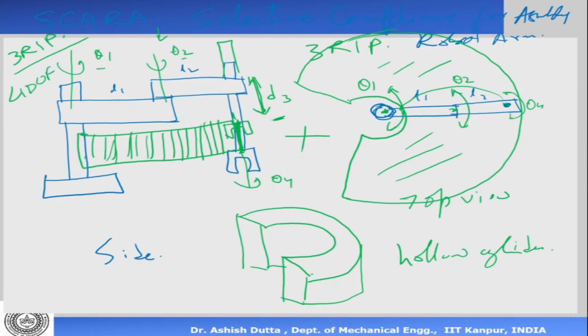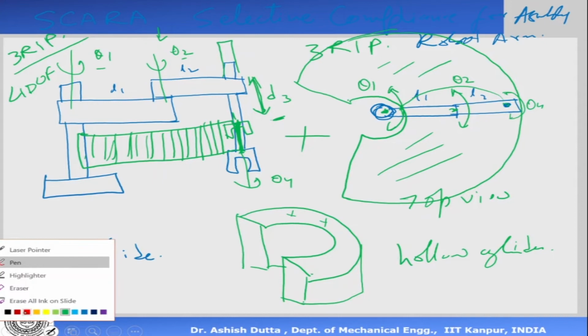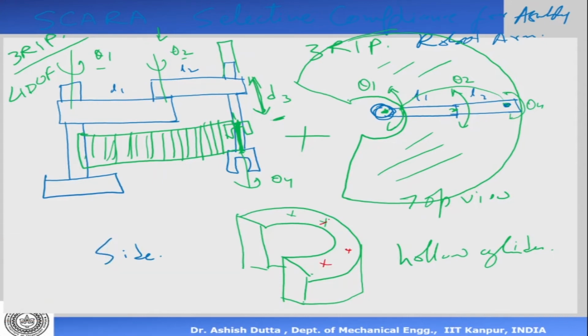Please draw it by yourself and try to understand where the degrees of freedom are and how we got this shape of work volume. Again, any point inside this is okay. The end effector can go there. Any point outside, the end effector cannot go, and it is out of the work volume.